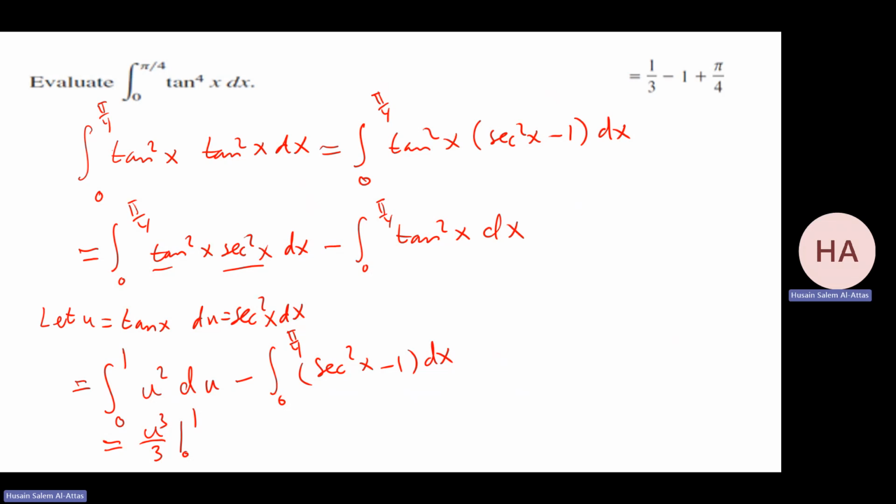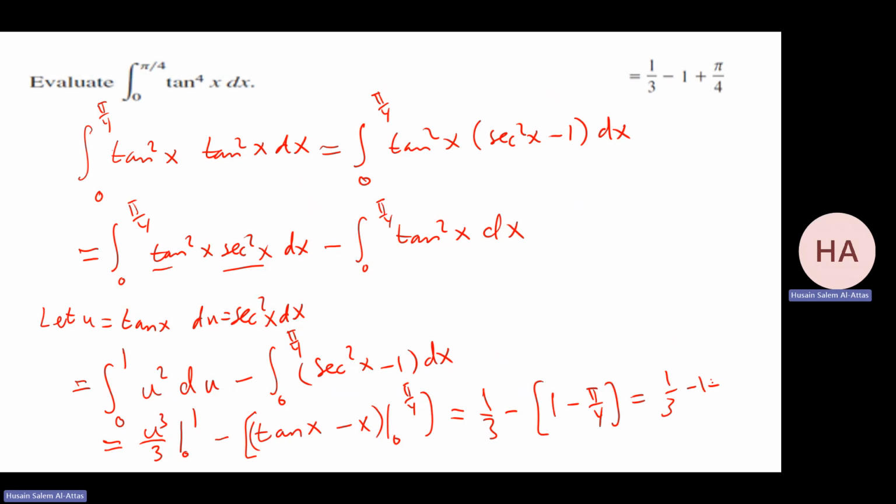Unless I get rid of tan. And this one will be what? Minus tan x secant square. The integral of secant square is tan x minus x between 0 to pi over 4. So that gives me what? 1 over 3 minus 0, that is minus 1 over 3, minus tan pi over 4, that is 1, minus pi over 4 minus 0. So it will be 1 over 3 minus 1 plus pi over 4, which is this one.